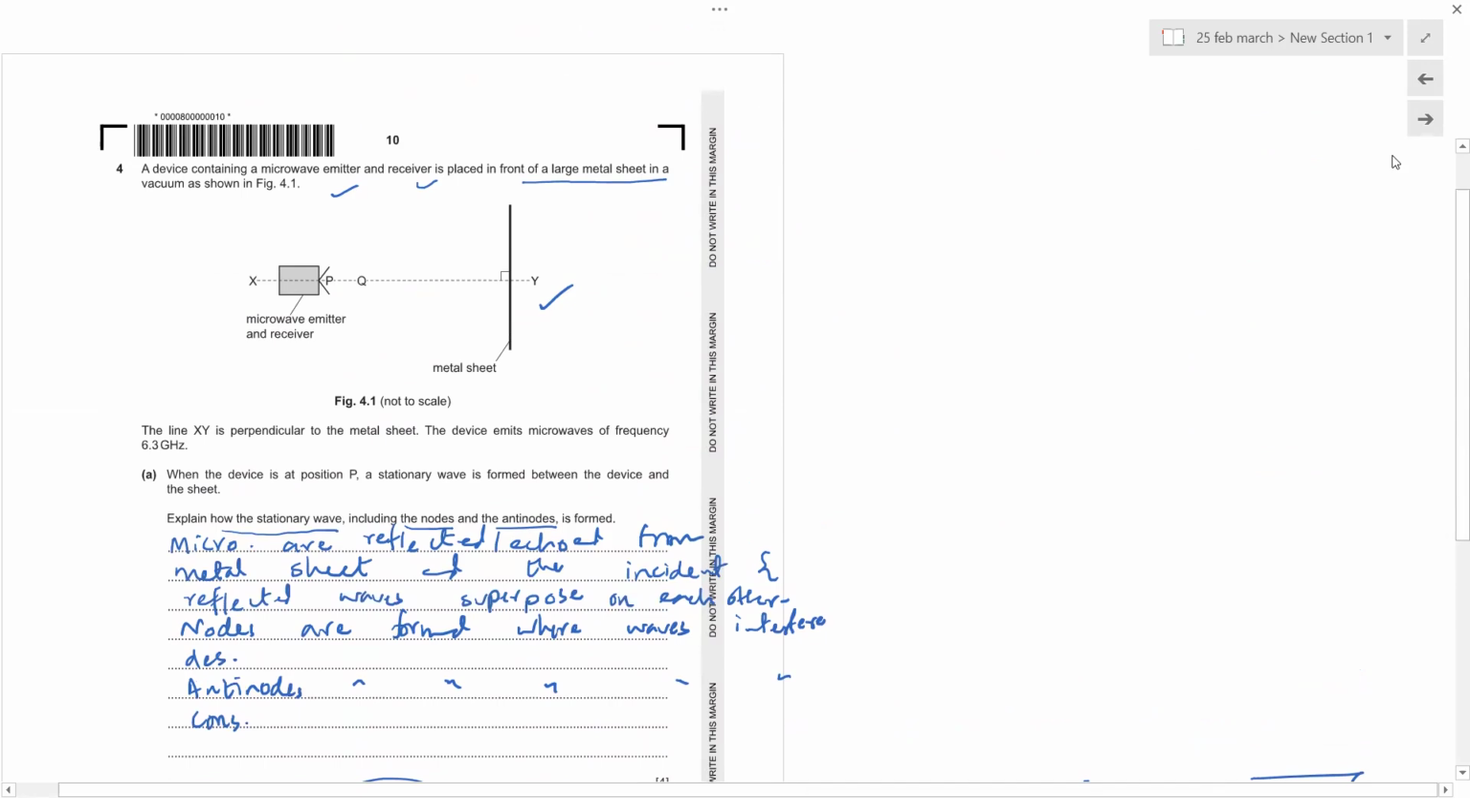Let's move ahead. So then it says at point P, the receiver detects a maximum amplitude of the stationary wave. That means, say, this is point P. That's the line across that receiver. And at point P, maximum amplitude. That means we expect an antinode at point P. The device moves slowly from point P along the line XY, and the receiver detects a series of minimum and maximum amplitudes. The first time a minimum amplitude is detected is when the device is at Q.